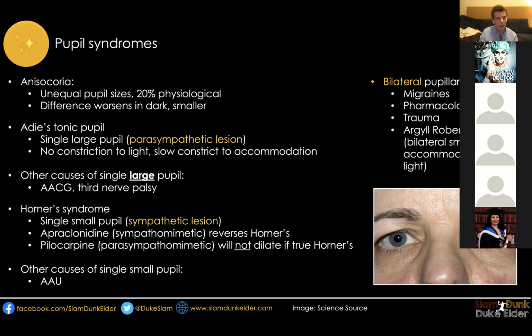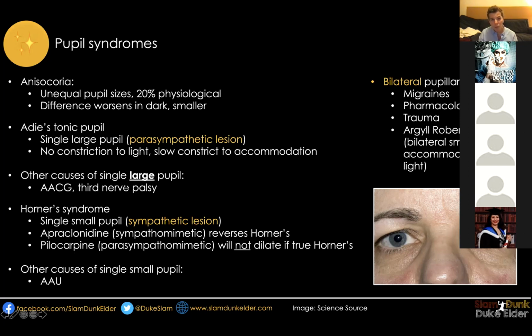So the parasympathetic and sympathetic nervous systems are somewhat affected. However, you can accommodate. And remember, we talked about the fact that the parasympathetic system is the only thing supplying the accommodation reflex. So it's slow to constrict if there's a partial parasympathetic lesion.